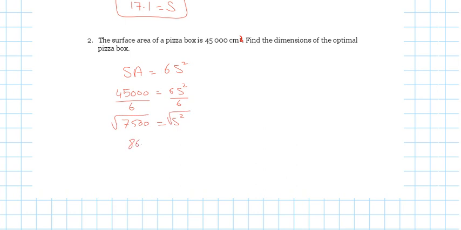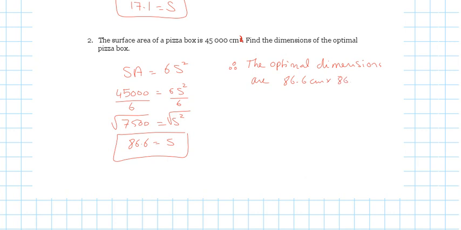The square root is 86.6. And then you got yourself, I don't know what shape pizza. A fun one. All right, so therefore, the optimal dimensions are 86.6 centimeters by 86.6 centimeters by 86.6 centimeters.